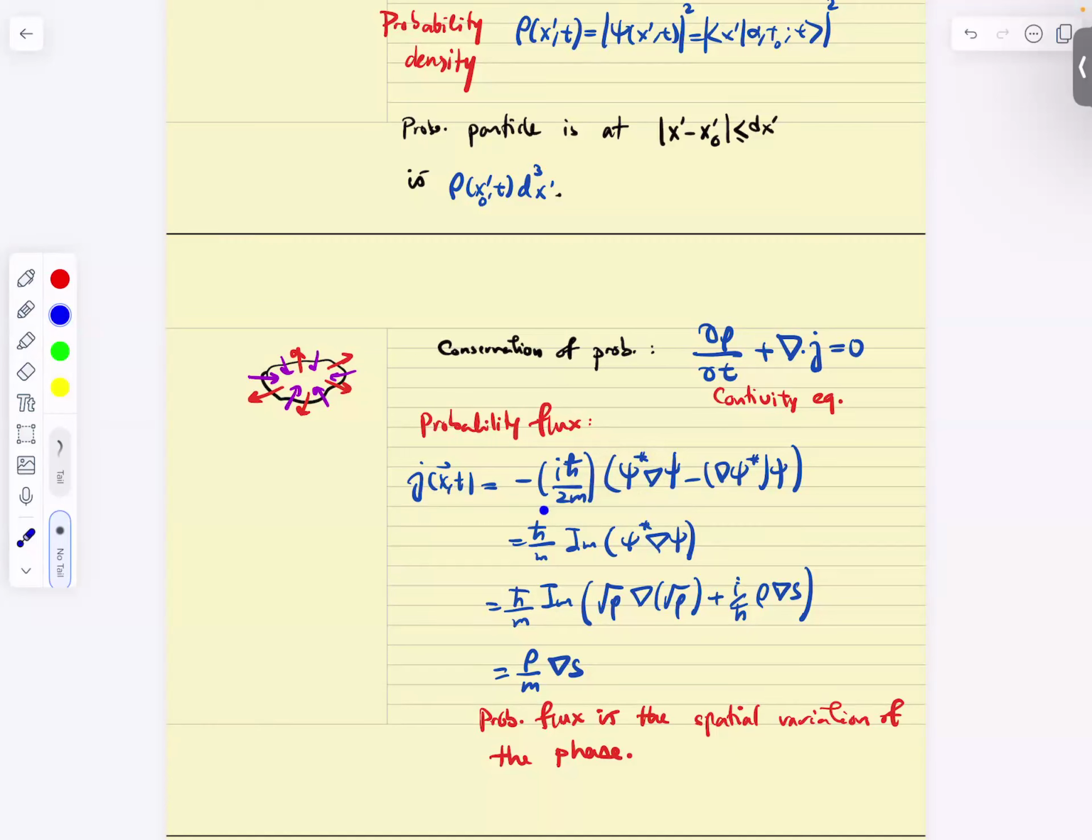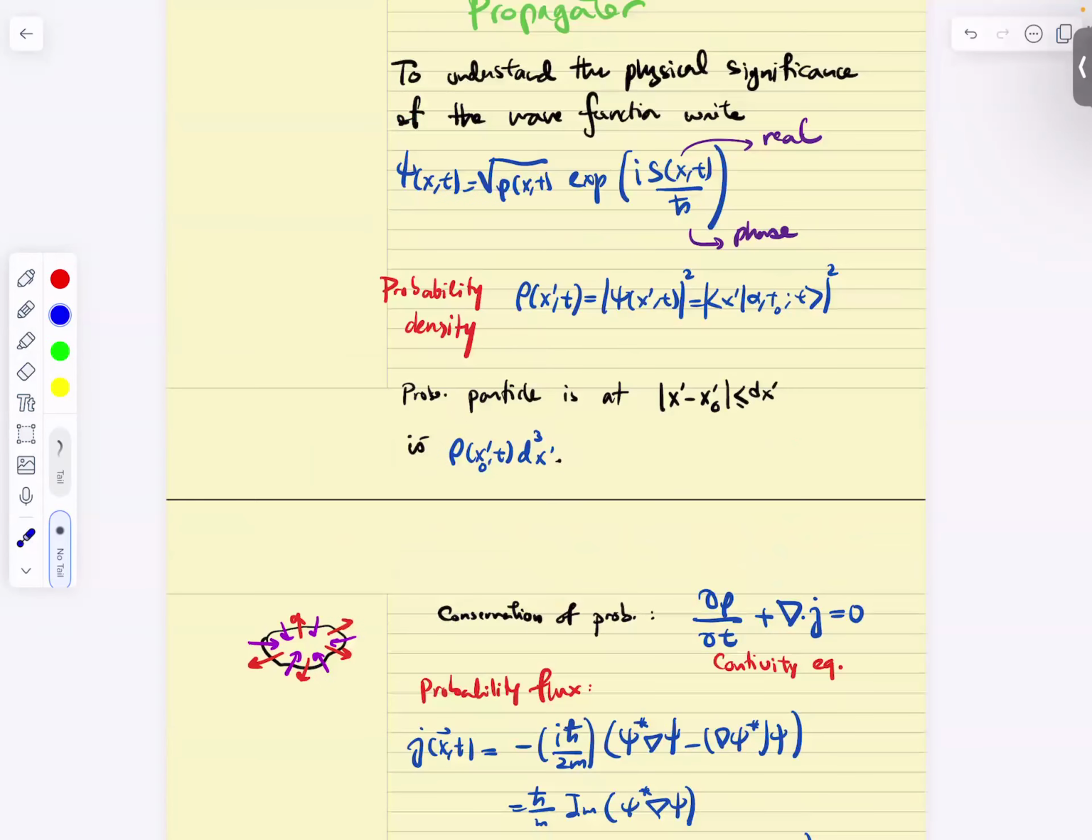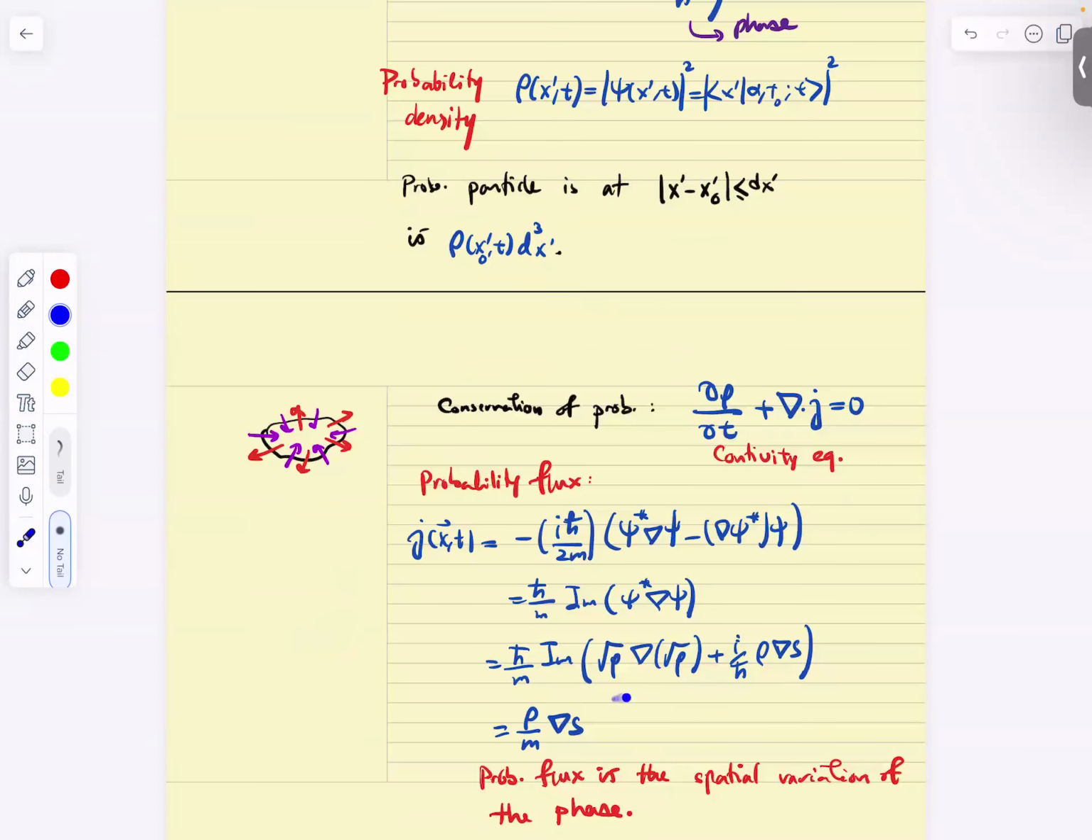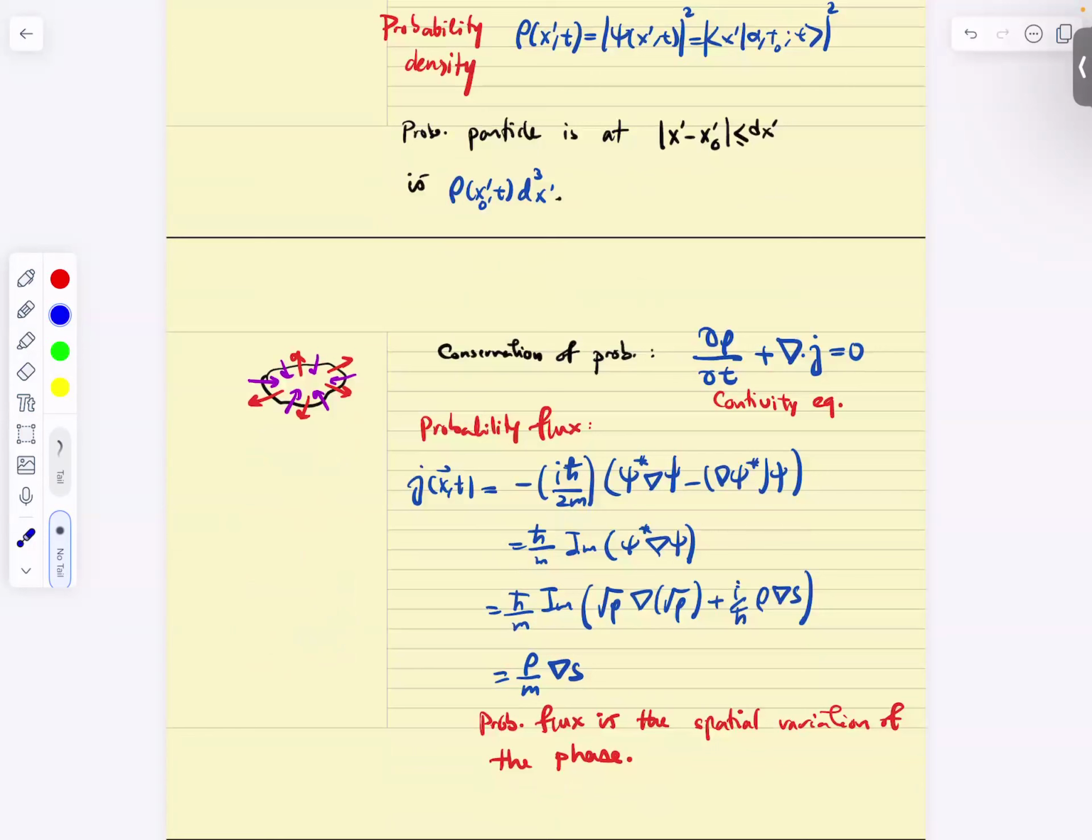So j of x and t is minus i h bar over 2m, psi star nabla psi minus the conjugate, okay? Two rows down here, square root rho. Yeah, there are no p's here. All I did was take psi, expand it this way, square root of rho times a phase, and plug it in here. That's all I did. Previously, it was on two separate slides. That might be wiser. Is that good?